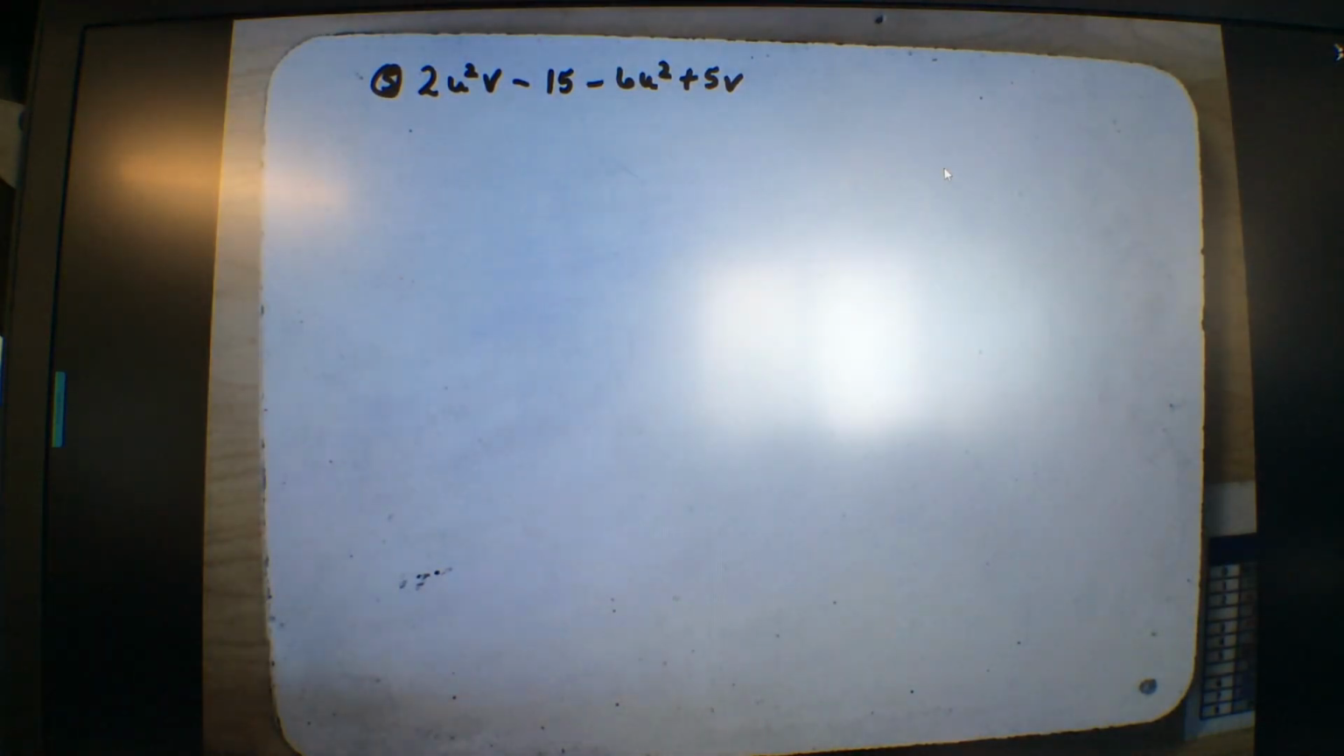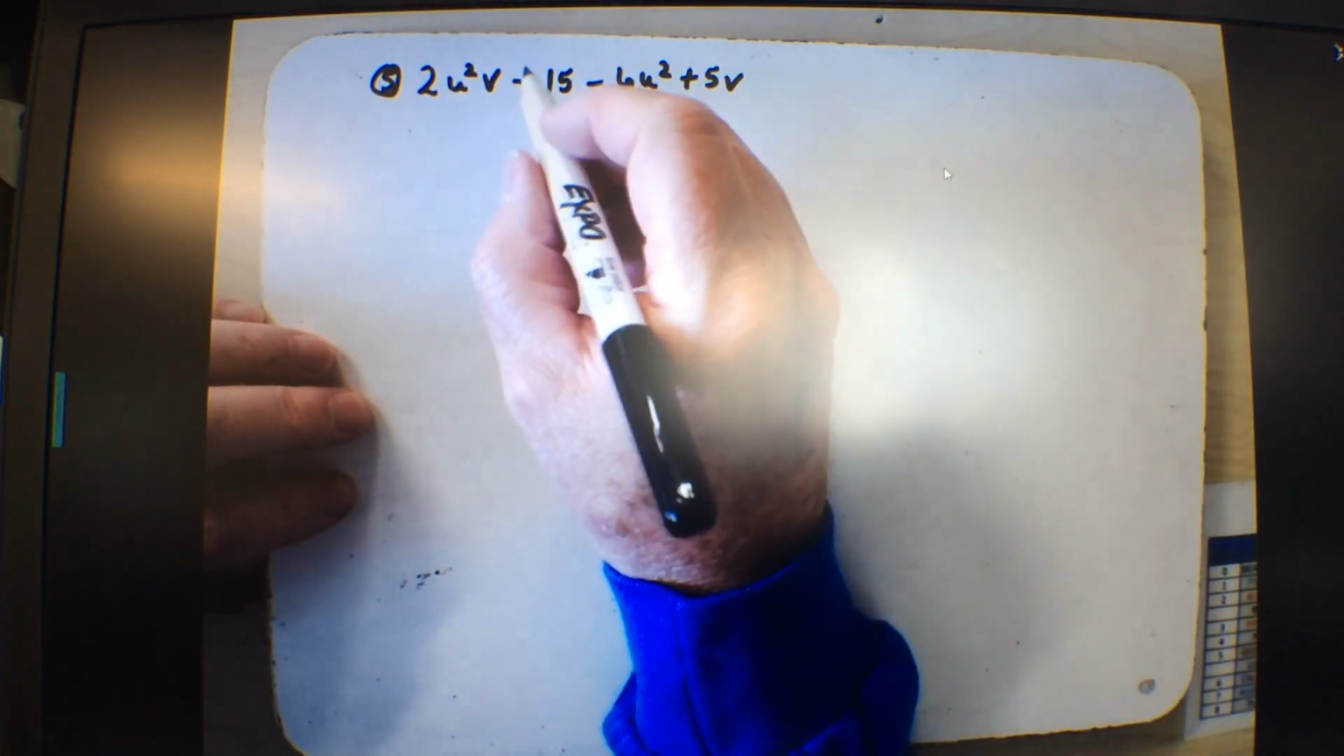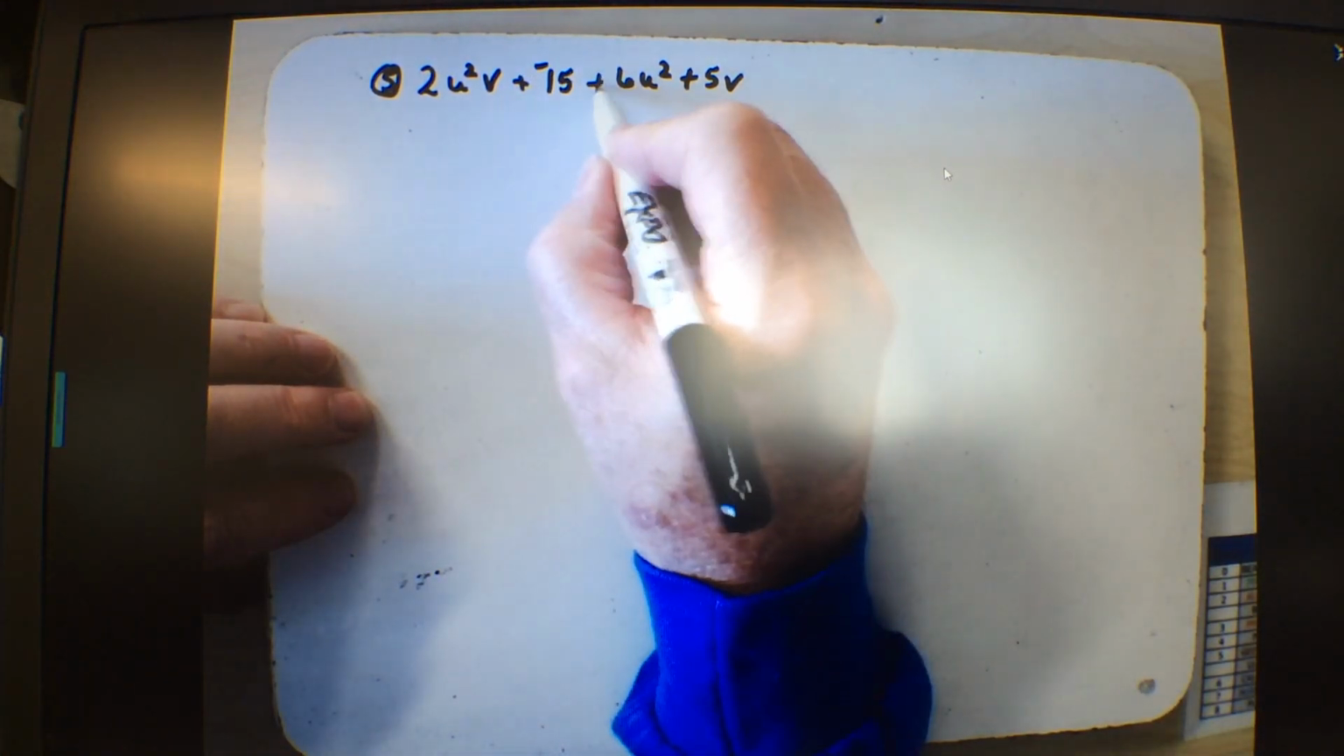Okay? Does this one have 5 terms? Or excuse me, does this one have 4 terms? Yes. What did I tell you to do the first thing? Change all subtraction to addition. You ready? Here we go. Plus a negative 15, plus a negative.